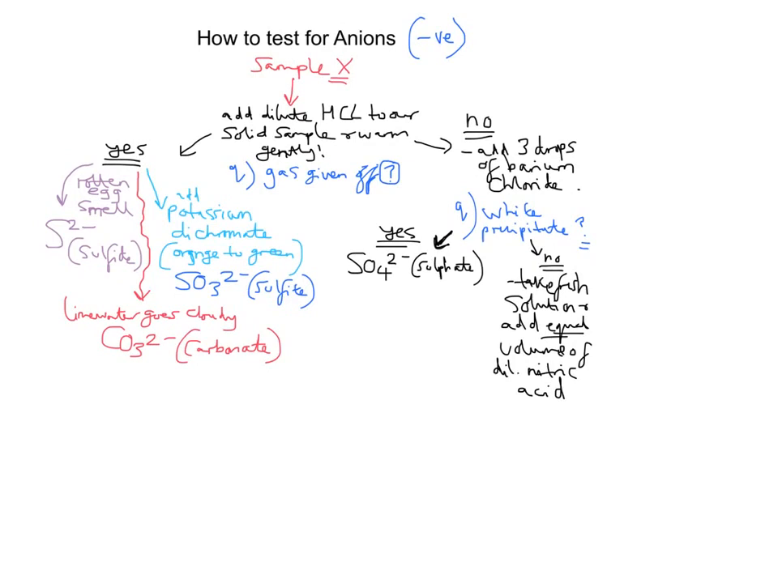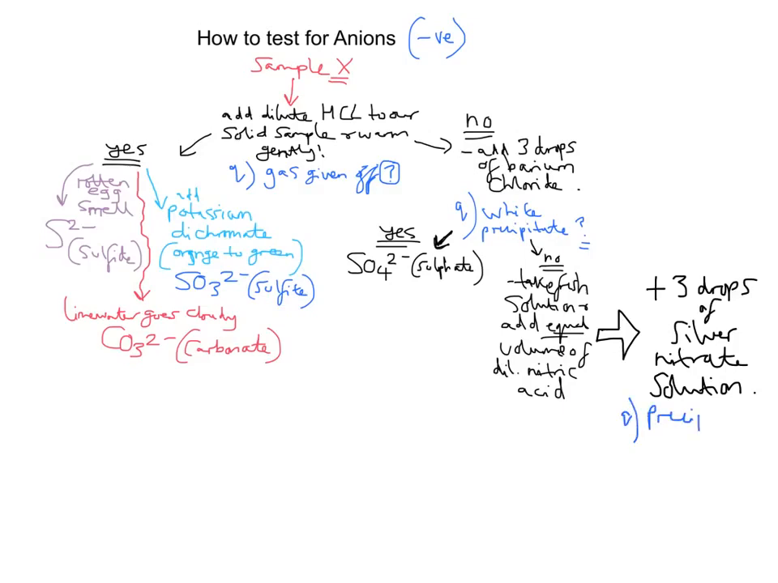Now, once we've added an equal volume of dilute nitric acid, we then need to add 3 drops of silver nitrate solution. So we're going to plus 3 drops of silver nitrate solution. And then we look for whether we've got a precipitate. So again, we need to question, do we have a precipitate forming? That's what we're looking for. That's what we need to assess.